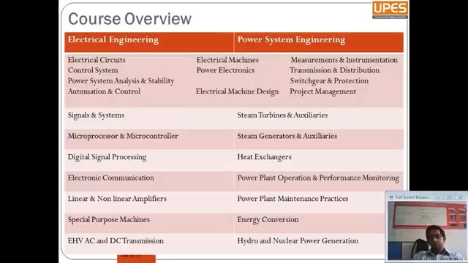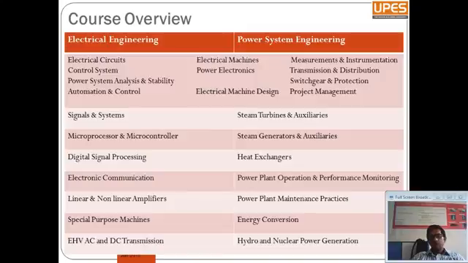See, the point here is the difference between a power system engineer and an electrical engineer. An electrical engineer would work on the transmission part, the distribution part, and the electricity part as well, whereas a power system engineer would work on the power plant operations.